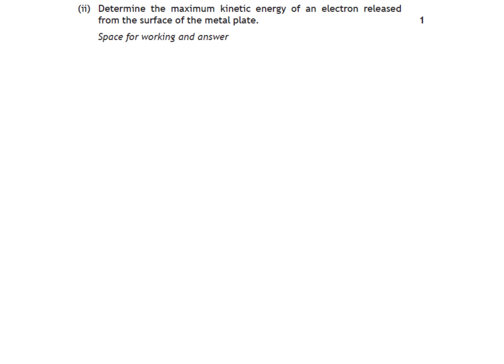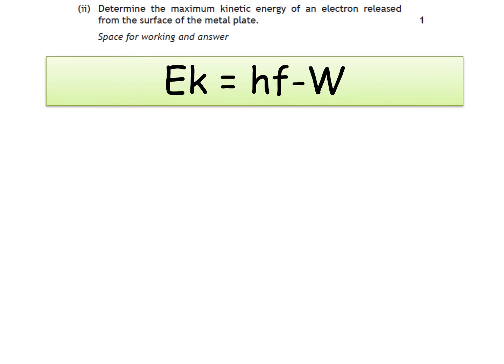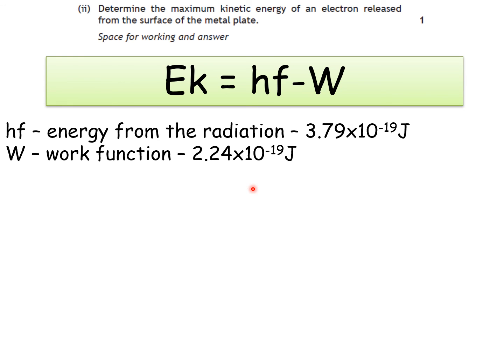The calculation we're doing uses this equation here: kinetic energy is equal to the energy supplied by the radiation minus the work function. Obviously it's quite tricky to see this because I've put them all on different slides, but the information that we've got so far is the following. The energy from the radiation is 3.79 times 10 to the negative 19 joules, which is what we worked out in the previous question. And then we're told in the actual question that the work function is 2.24 times 10 to the negative 19 joules.